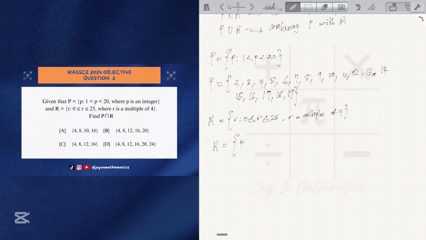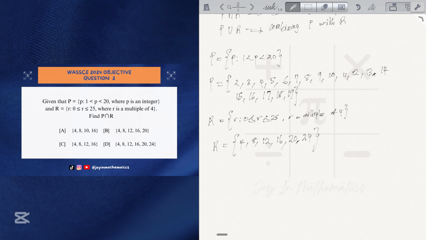That's 4 multiplied by 1. 4 multiplied by 2 is 8, 4 multiplied by 3 is 12, 4 multiplied by 4 is 16. Remember, we are going up to less than or equal to 25, so it must not be greater than 25, but it can be equal to 25. 4 times 5 gives 20, and 4 multiplied by 6 gives 24. So these are the components of R.